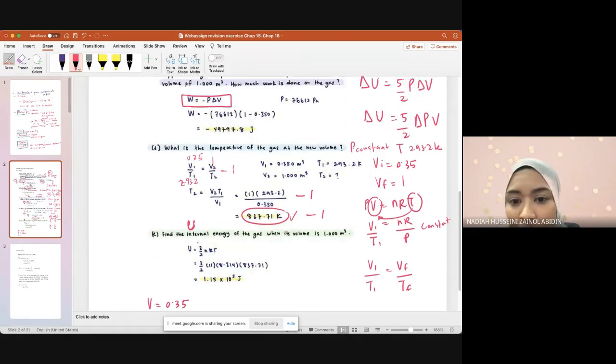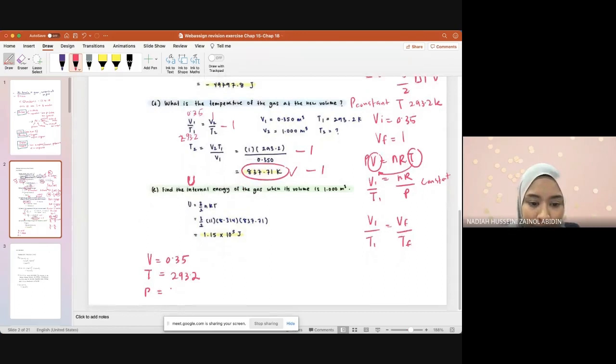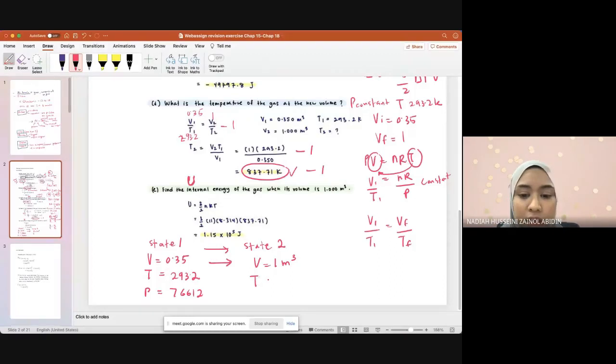79 something. 76612. 76612. This was state 1. At state number 2, okay, it changes. What changed? We found out that when the volume increased to 1 meter cube, the temperature also changed, right? The temperature also changed to 837.71 K. P is constant because this is an isobaric process.